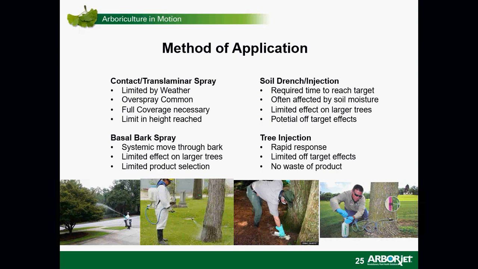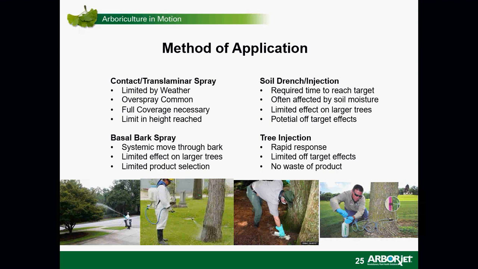There are several methods of application for both contact and systemic insecticides. Spray applications, either to the foliage or to the bark, are possible. There's also soil drenching or injection, and then an actual tree injection into the vascular system. Spray applications can be effective, but there are also several limitations that need to be considered. Spray applications are dictated by the weather. Sometimes overspray is common. As a result, you have drift and non-target effects. It's sometimes difficult to get full coverage, particularly on large trees.